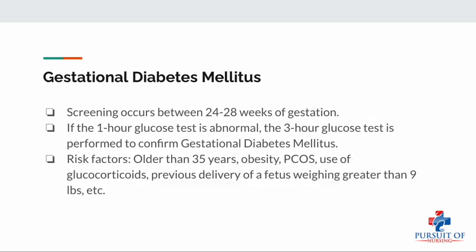All right, gestational diabetes. Screening for gestational diabetes occurs between 24 and 28 weeks of gestation. First, the mother will complete a 1-hour glucose test. If that is abnormal, then they will move forward to complete a 3-hour glucose test. And that 3-hour glucose test is used to confirm the diagnosis of gestational diabetes. So risk factors include a mother that's older than 35 years of age, one that is obese or has a history of PCOS. The use of steroids can obviously cause elevated sugar levels. And then a previous delivery of a fetus weighing greater than 9 pounds is also a risk factor.